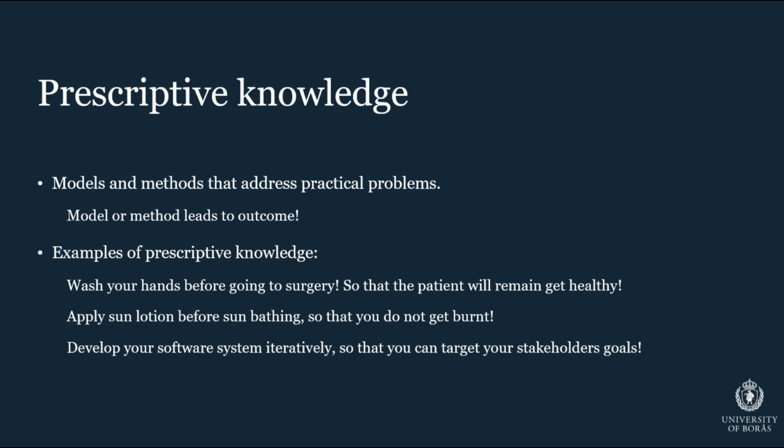This statement is not an absolute judgment but a prediction that using the model or method will lead to desired effects for certain stakeholders. In this way, prescription is a specific type of prediction. Examples of prescriptive knowledge are: firstly, wash your hands before going to surgery so that the patient will remain healthy. Secondly, apply sun lotion before sunbathing so that you do not get burnt. And finally, develop your software system iteratively so that you can target your stakeholders' goals.